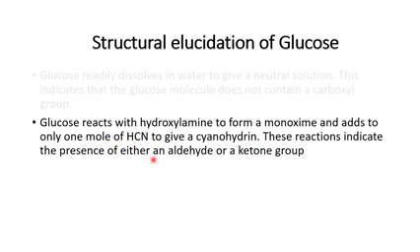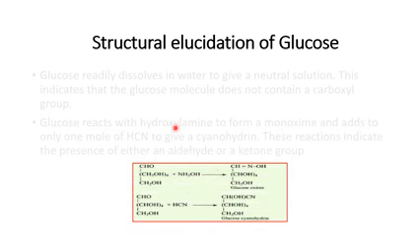So this indicates the presence of either an aldehyde or a ketone, because both these groups can react with hydroxylamine and HCl. These groups are normally called carbonyl groups. With HCN and with hydroxylamine, it reacts to give only one product. This is the reaction.